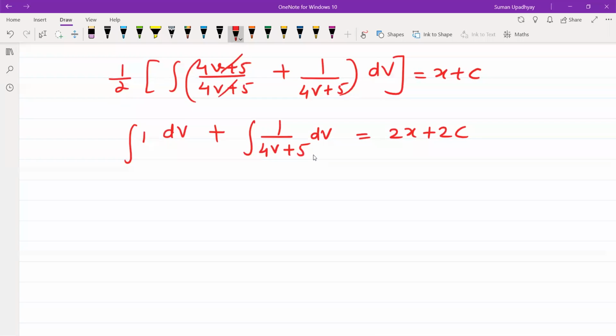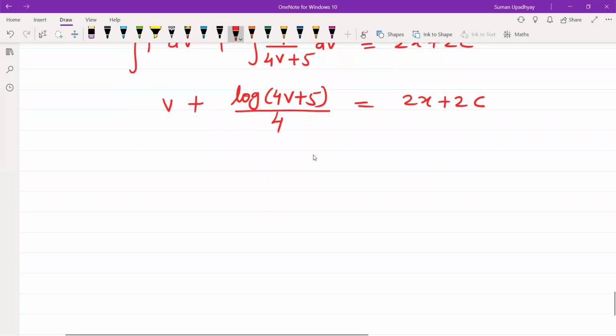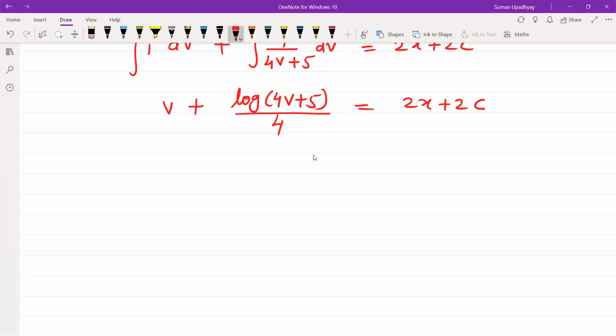Now you can integrate easily. Integration of 1 with respect to v is going to be v, plus integration of 1 upon 4v plus 5 is going to be log of 4v plus 5, and you divide with the coefficient of v. The coefficient of v over here is 4. You divide it with 4 is equals to 2x plus 2c. Now I don't want v to be present in the denominator. I want to simplify it further. So I will get 4v plus log of 4v plus 5. The same thing will get multiplied on the right hand side also. So 8x plus 8c I will get.